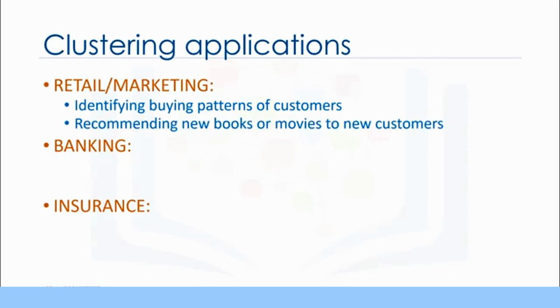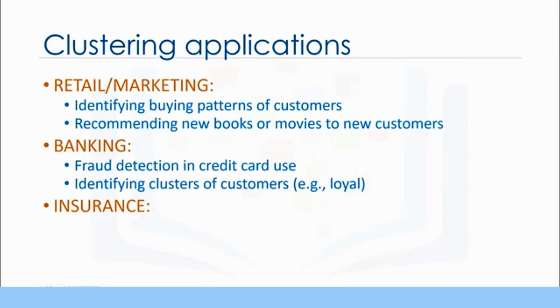Also, it can be used in recommendation systems to find a group of similar items or similar users and use it for collaborative filtering to recommend things like books or movies to customers. In banking, analysts find clusters of normal transactions to find the patterns of fraudulent credit card usage. Also, they use clustering to identify clusters of customers, for instance, to find loyal customers versus churn customers.